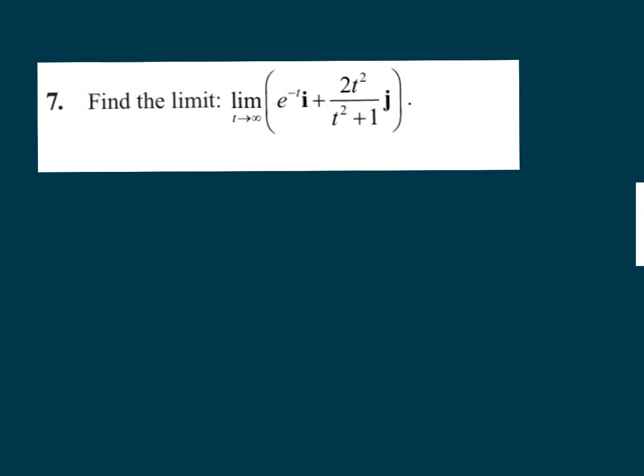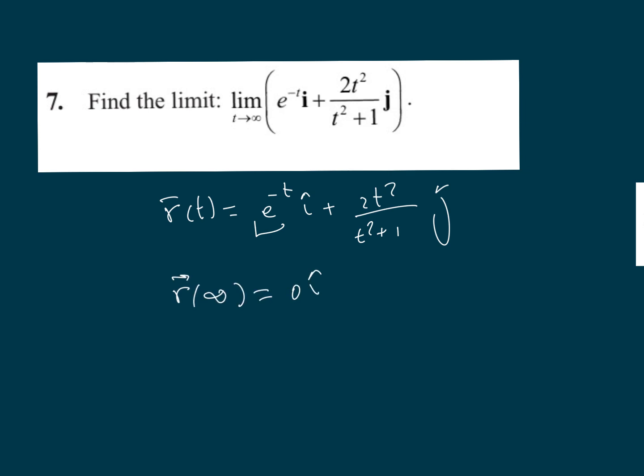Problem 7 says find the limit when t goes to infinity of this vector value function. The vector value function r of t is e to the minus t i plus 2t squared divided by t squared plus 1 j. When t goes to infinity, e to the minus t goes to 0. So the vector r at infinity is 0i plus, the limit when t goes to infinity of 2t squared divided by t squared plus 1.